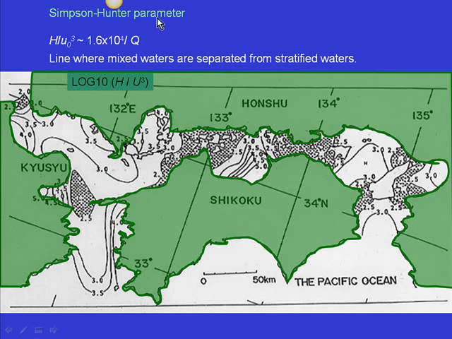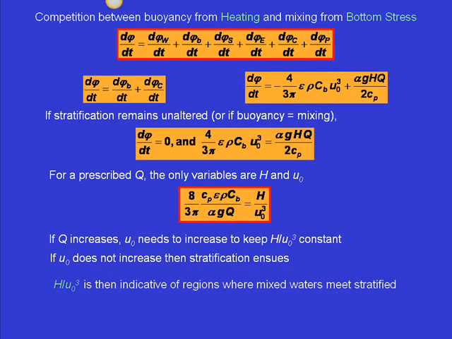And this was a very fashionable parameter in the 70s, 80s, and even into the early 90s, that people were trying to define regions of mixed water columns from stratified water columns by looking at this h over u cubed parameter. Now remember, where will this work? In what areas of the world should this h over u cubed work? What are the assumptions that we used to arrive at this parameter?